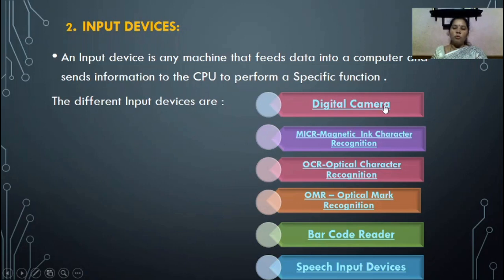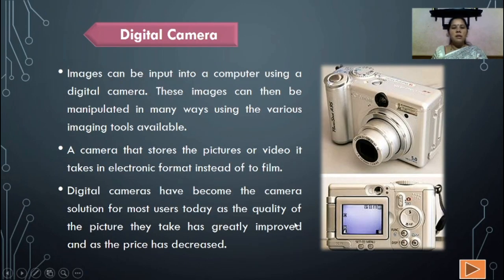The first will be your digital camera. What does this digital camera do? You have come across digital cameras in day-to-day life; nowadays even a small kid has a digital camera. What is the advantage of using a digital camera compared to the olden days cameras? The olden days cameras used to work through film rolls, but nowadays cameras do not work through film rolls.